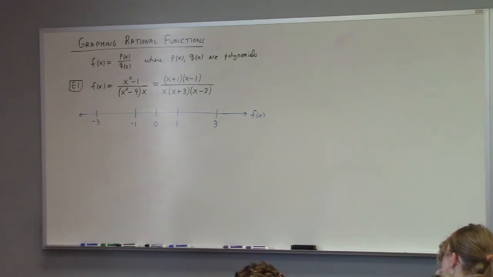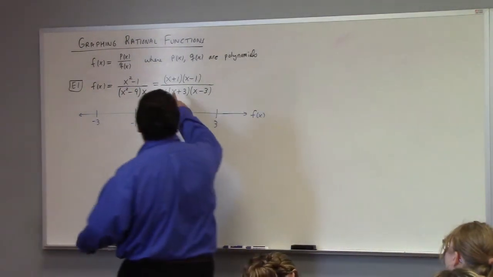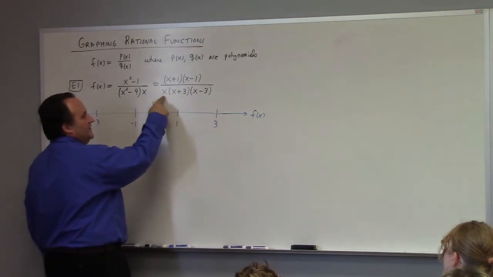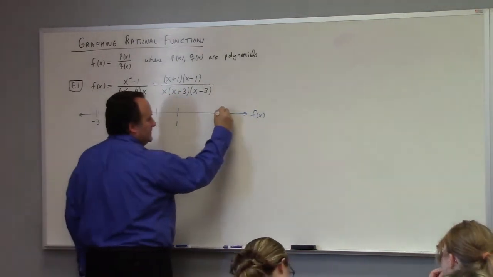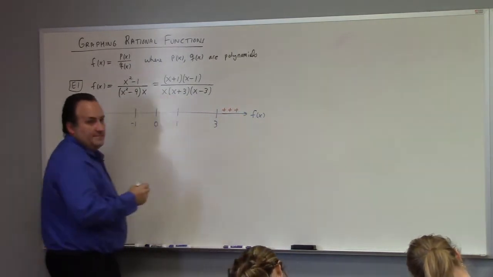What happens when we plug 4 into this? I get 5 times 4 times 4 times 7 times 1. Those are all positive numbers. We get pluses. All right?